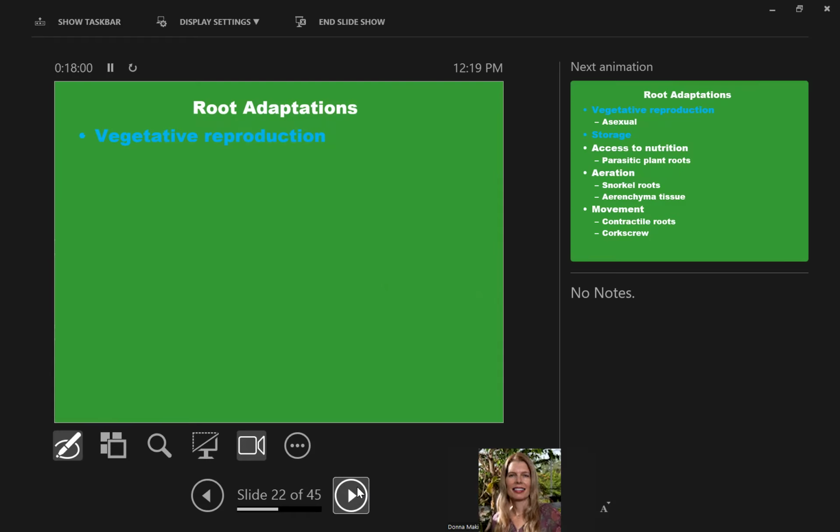Certainly, we can use them for vegetative reproduction. From that tissue, you can clone. You can get roots in the spring sending up new shoots as the temperatures warm up. That's a very common strategy. We know that roots can be used for storage. If you think about carrot taproots, for example, all that lovely nutrition in that taproot.